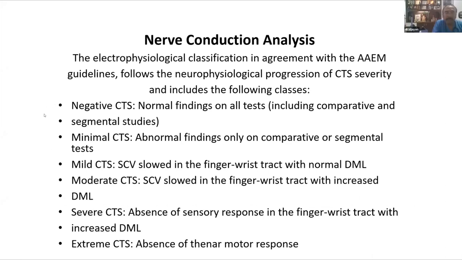Minimal CTS is abnormal findings only on comparative or segmental tests. It is comparative when we compare the median and the ulnar, now I'll show you examples for that. Mild CTS is sensory conduction velocity slowed in the finger-wrist tract, with normal distal motor latency. Moderate CTS is sensory conduction velocity slowed in the finger-wrist tract with increased distal motor latency. So when the distal motor latency of the median nerve is increased, it is a moderate degree of CTS. Severe CTS is absence of sensory response in the finger tract with increased distal motor latency, and extremely severe is absence of even a thenar motor response, which is very rare.